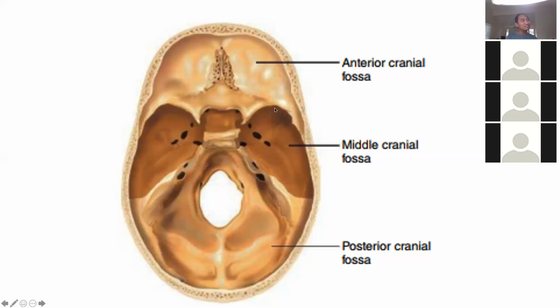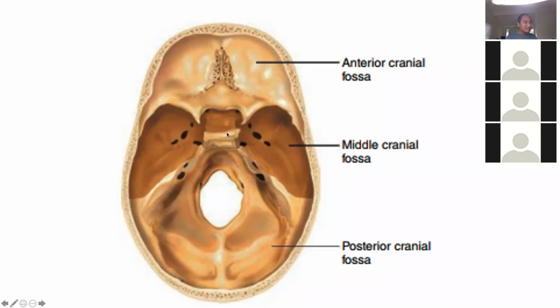And we will divide the floor or base of the cranium inside into three portions. Anterior portion, we call anterior cranial fossa. Middle portion, we say middle cranial fossa. And posterior portion, we will say posterior cranial fossa. And therefore, don't forget our foramen magnum. Foramen magnum is in the posterior cranial fossa.